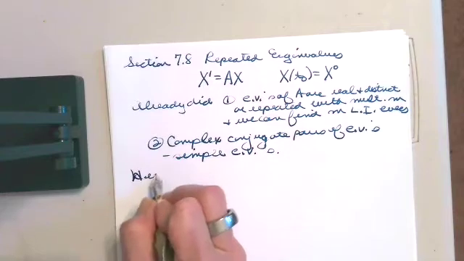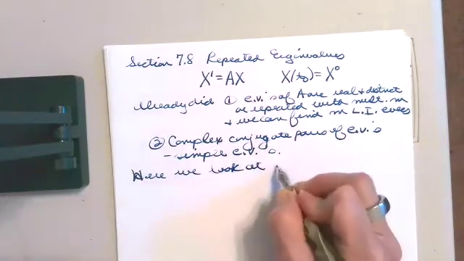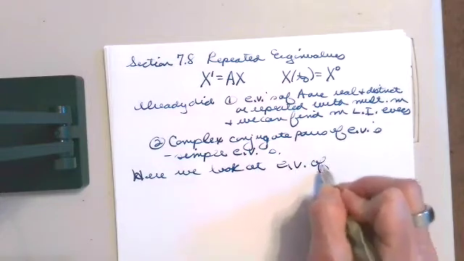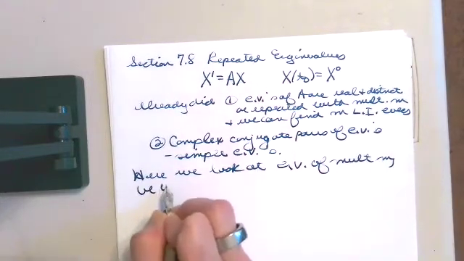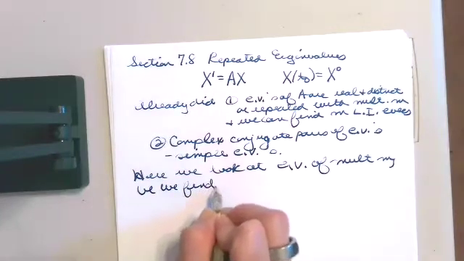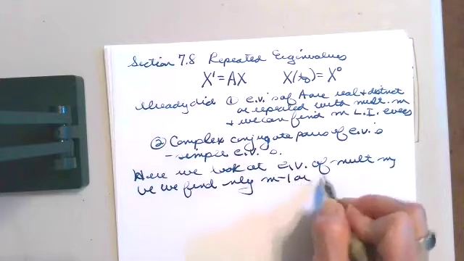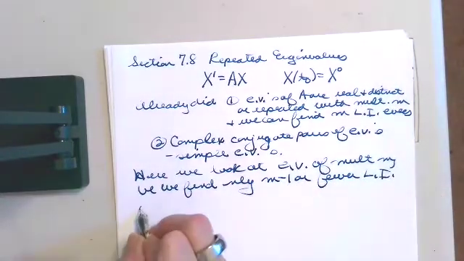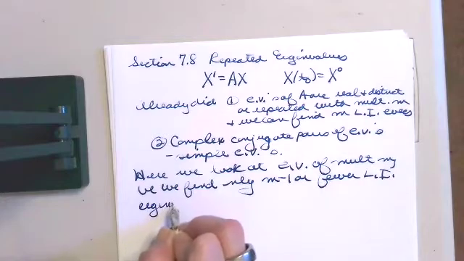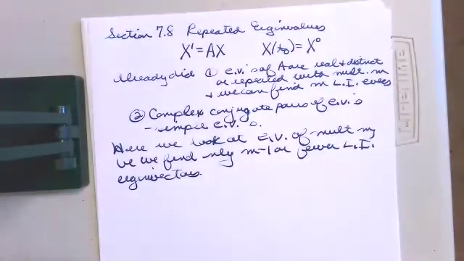Here, we look at eigenvalues of multiplicity m, but we can find only m minus 1 or fewer linearly independent eigenvectors. And then the situation becomes a lot more complicated, as we'll quickly see.